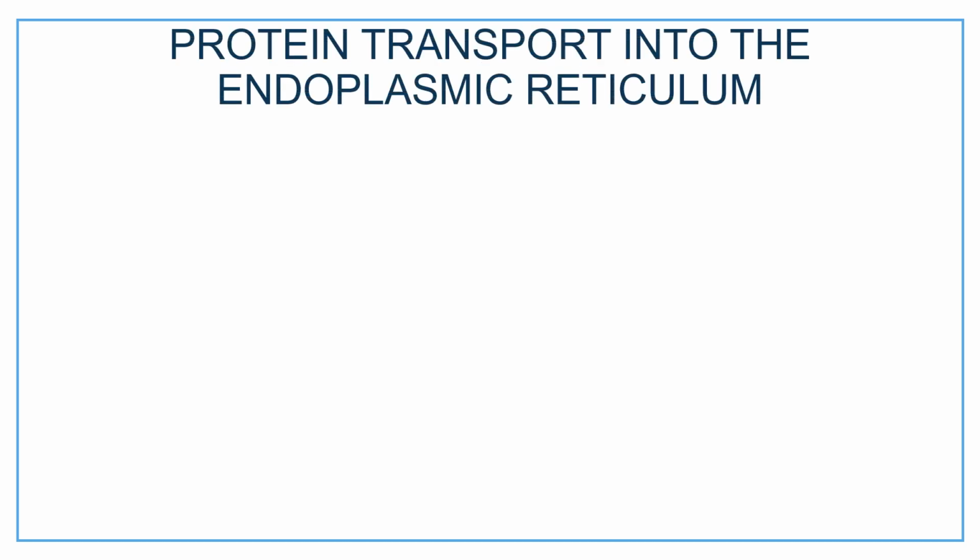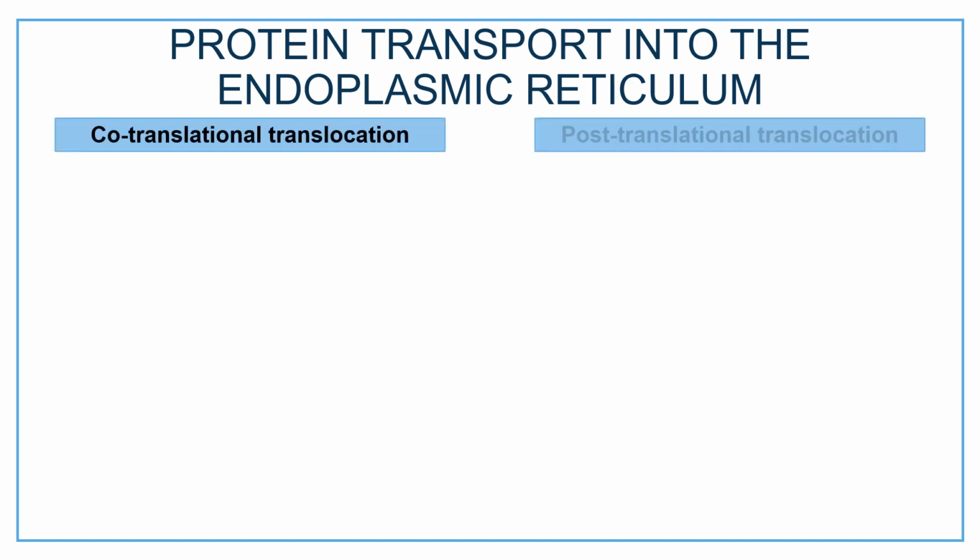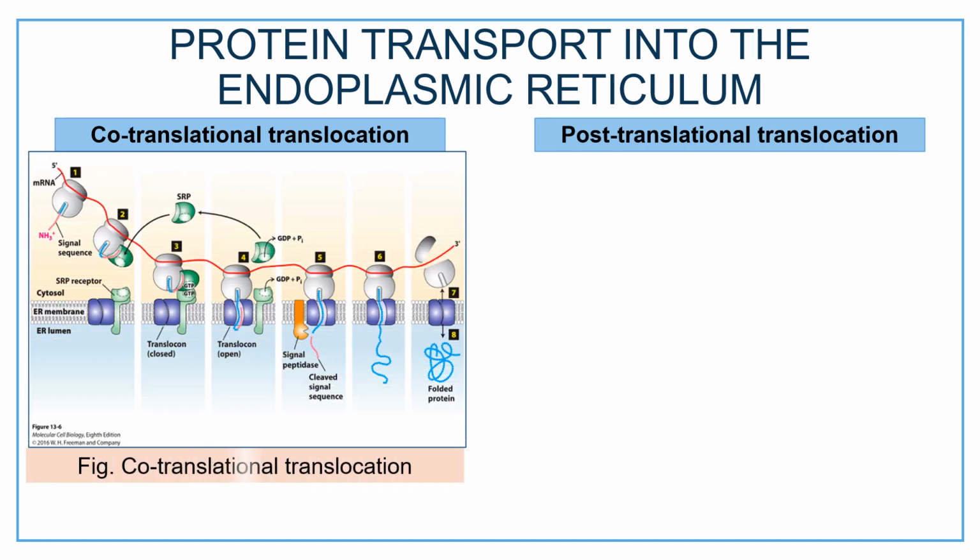Now, let us have a look into the protein transport into the endoplasmic reticulum. Protein transport into the endoplasmic reticulum is of two types, co-translational and post-translational translocation. That is, proteins will be translocated co-translationally or it can also be translocated post-translationally.